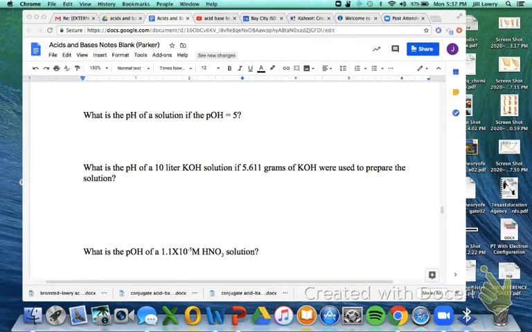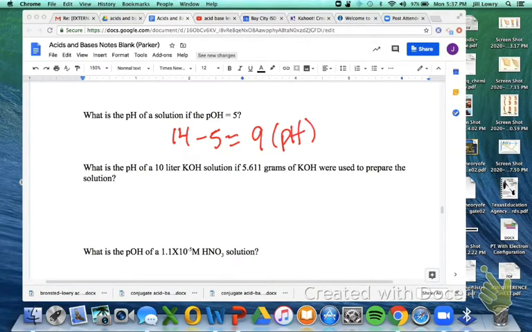On my next one, that's an easy one. What is the pH of a solution if the pOH is 5? So I know that those two added together would be equal to 14. So I'm going to say 14 minus 5 would give me a pH of 9. That would be my pH.